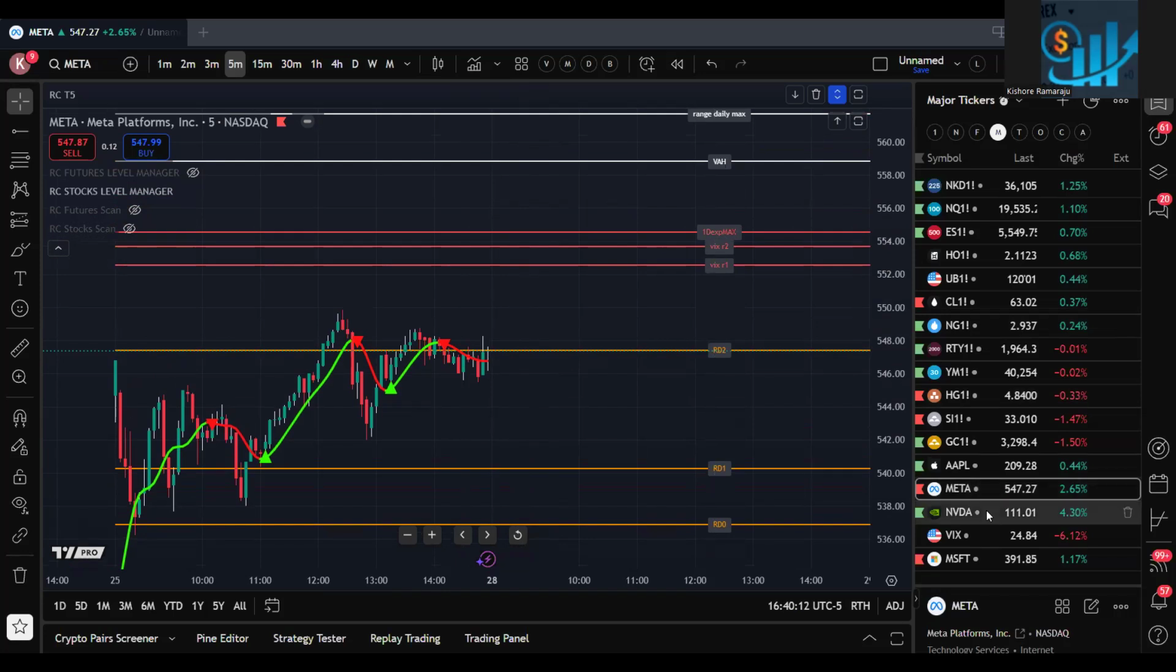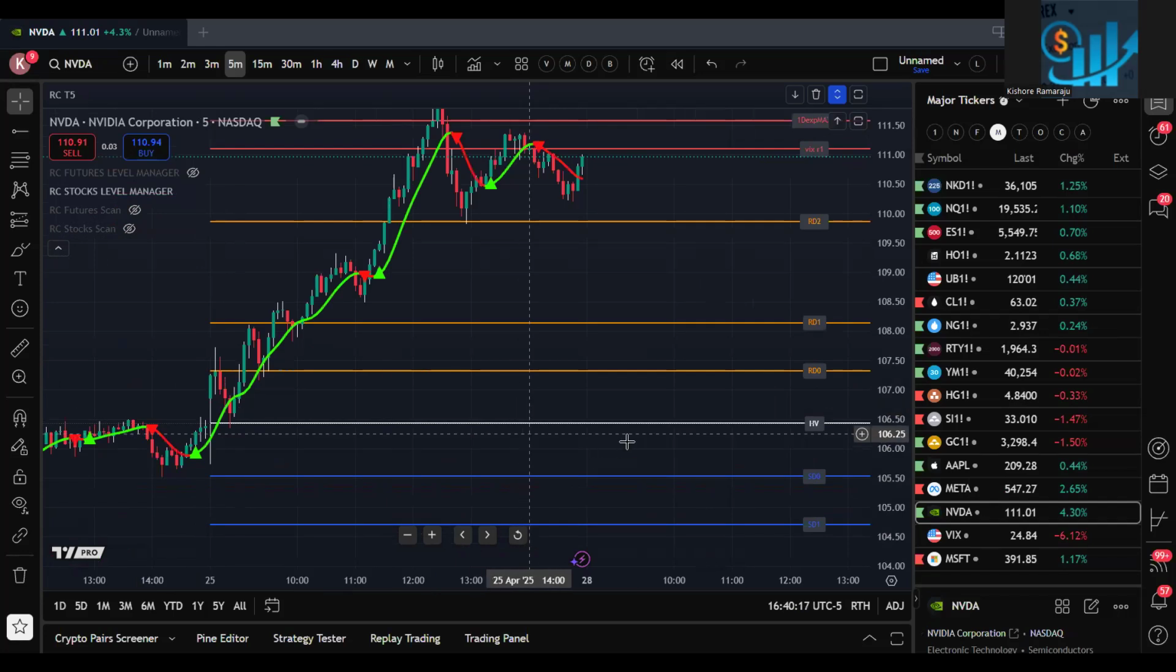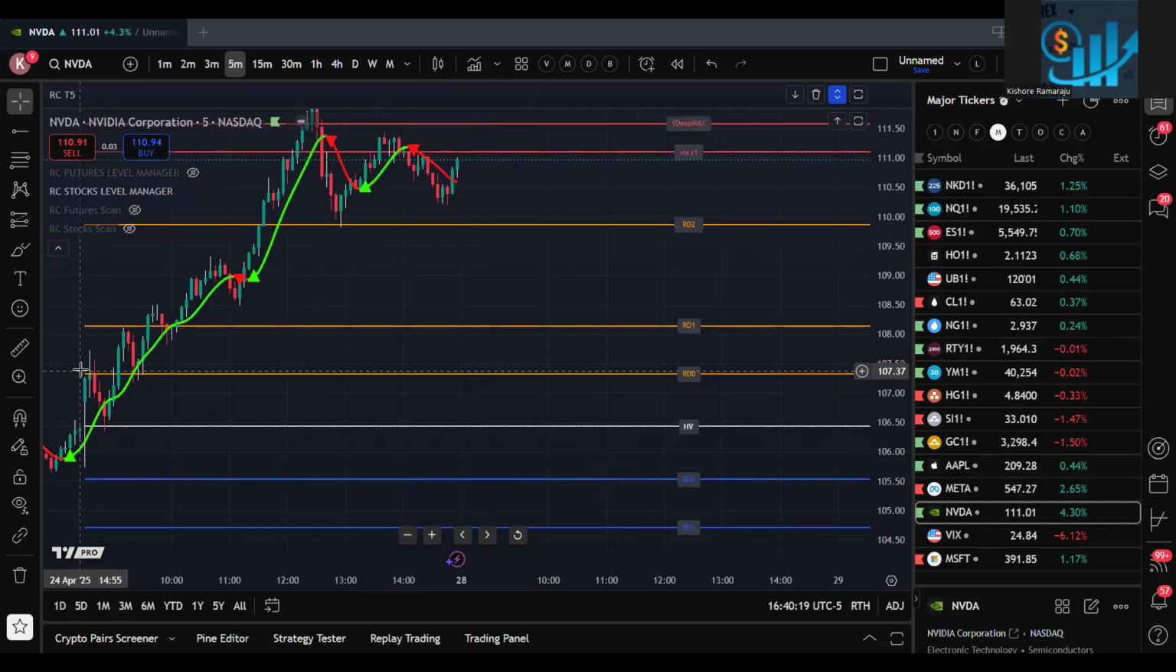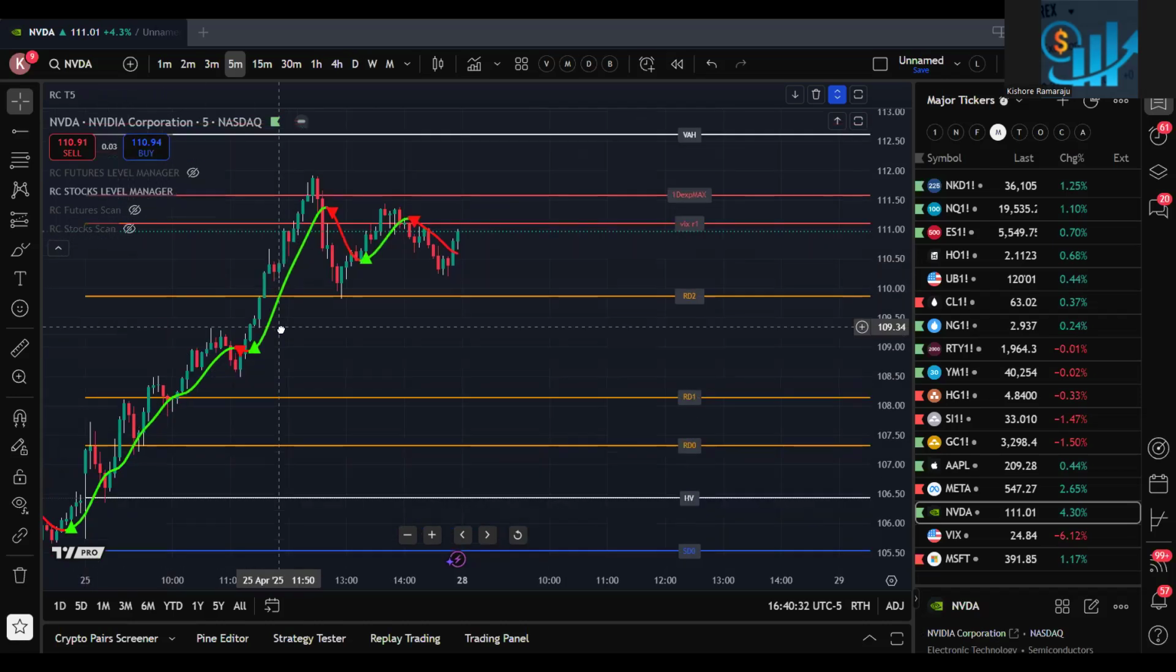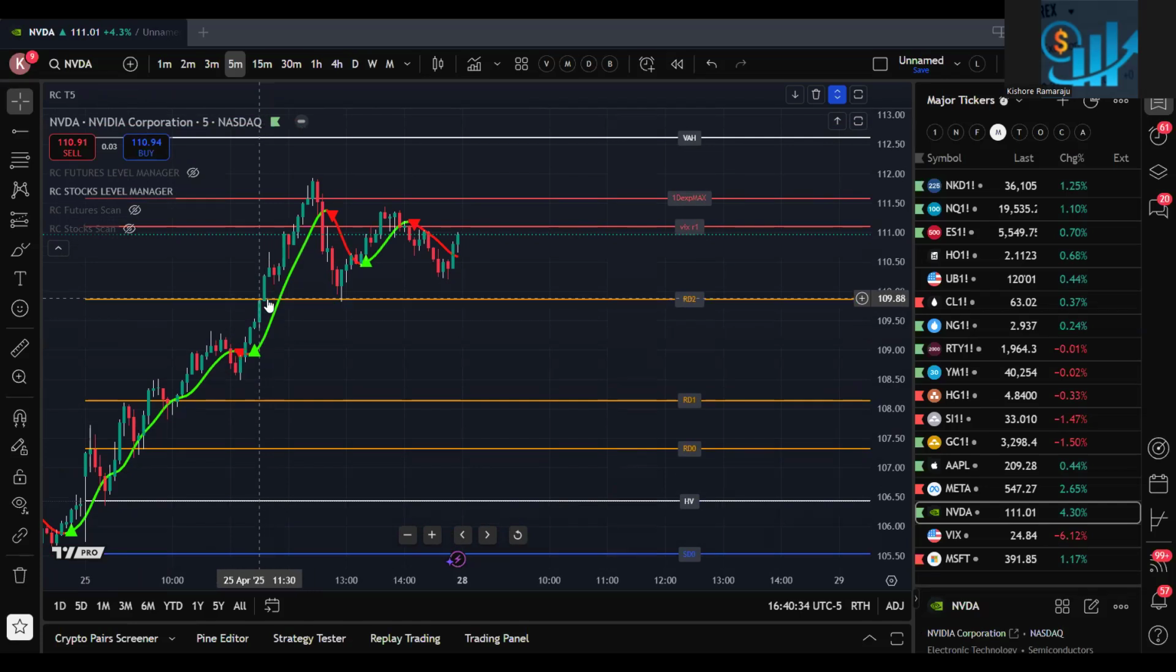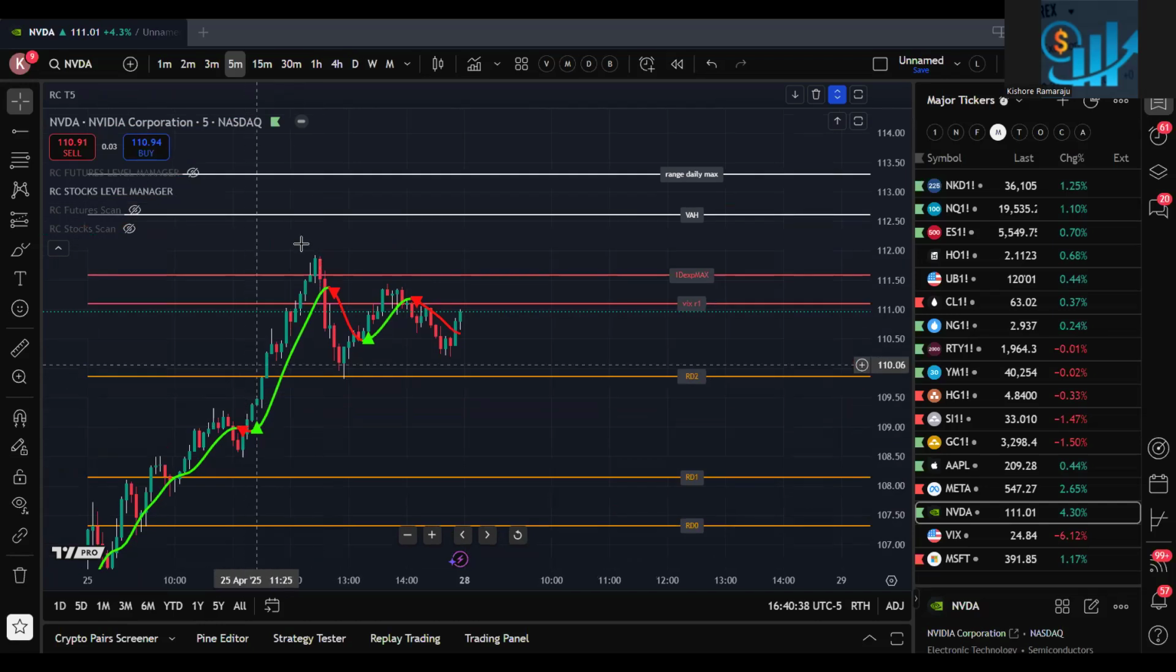In the same way, if I go to NVIDIA, you can see this is the magnetic level. Price did not go below it. It acted as a support, then it went up. This level acted as a resistance. It came down, and this resistance level acted as a support. Then it kept on going. Here also you didn't see any red candles at this level, so it went all the way to the max level. Then there was a drop, but this level is acting as a support.